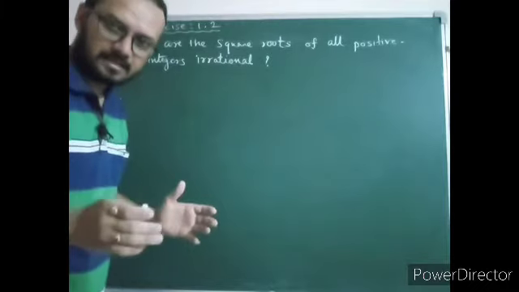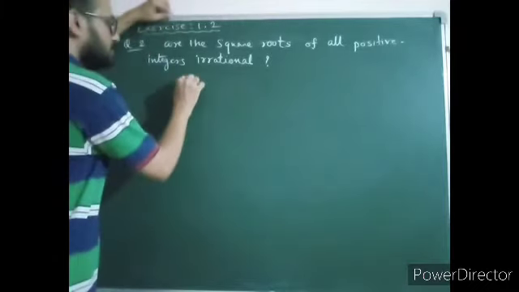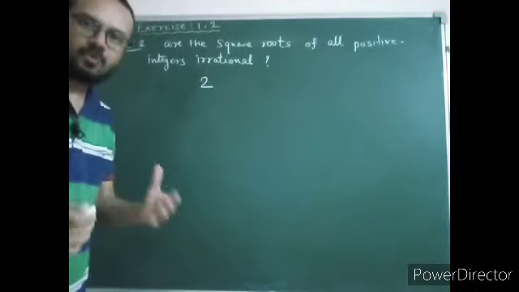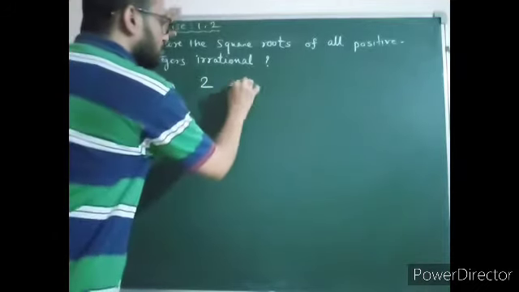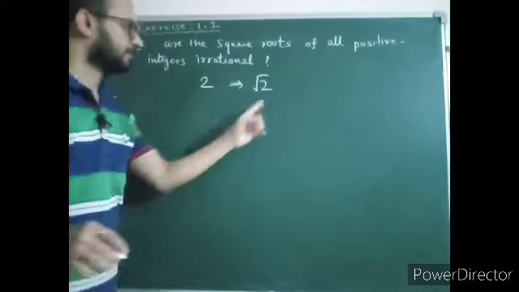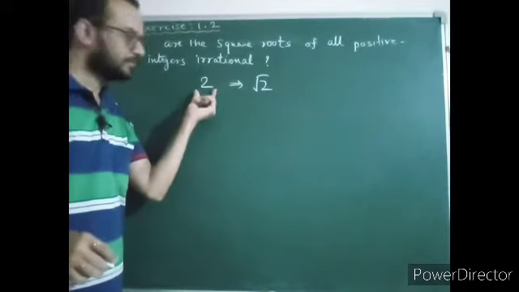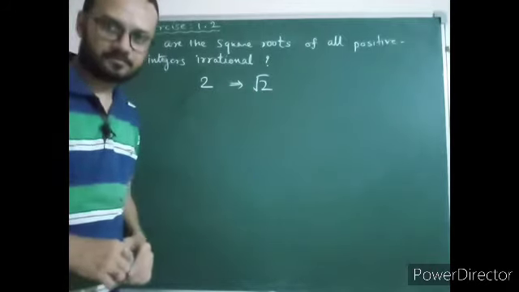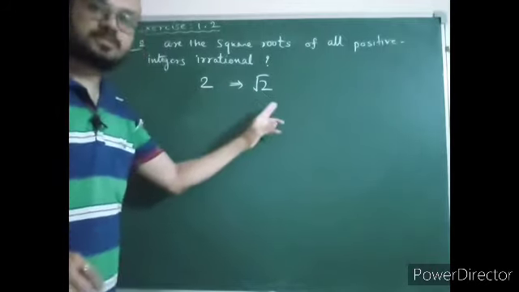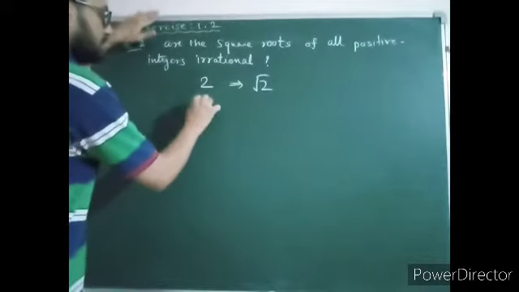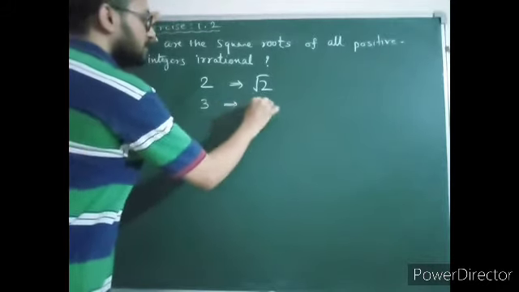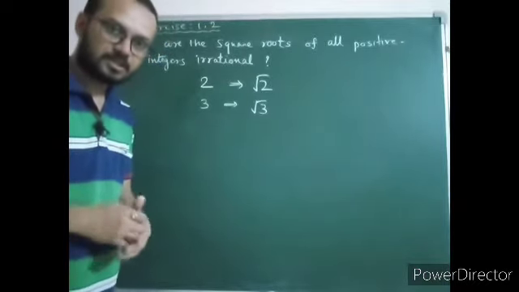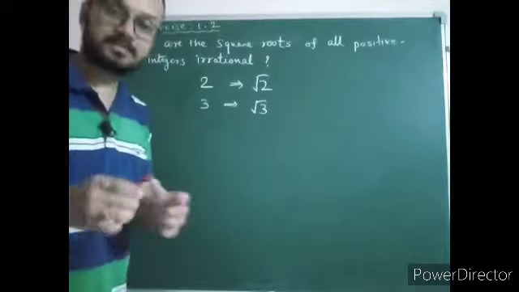First of all, let us take a positive integer, suppose 2. Let us see what is the square root of 2. The square root of 2 is root 2. Now this number is a natural number or integer and its square root is an irrational number. Let us take 3. Its square root is root 3, again an irrational number. But in the case of all the integers, shall we get an irrational number as the square root?